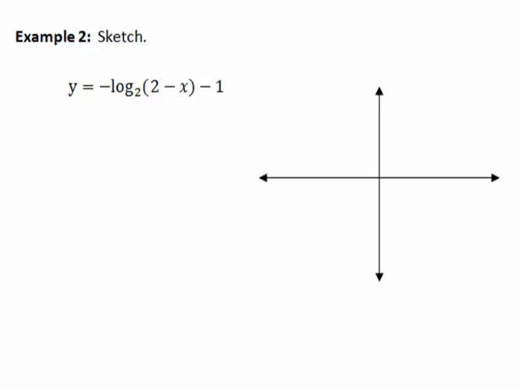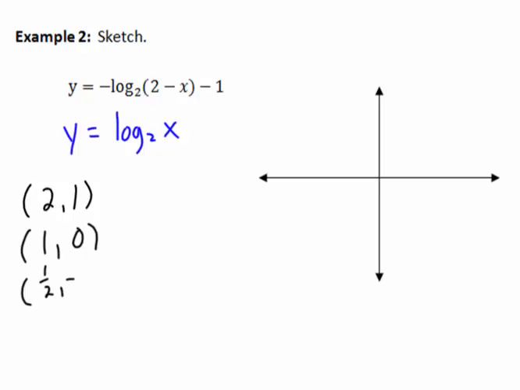So let's try another. Here's our logarithm, and we're going to compare it to our basic log base 2 of x. That's our function, just the base that is given to the x. And remember, our key points will be, in this case, (2, 1), (1, 0), and (1/2, -1). And now we need to do our transformation of this function. Now what we have to recall, though, before we can transform this function, is we need to change it in a way that allows us to see the transformation.